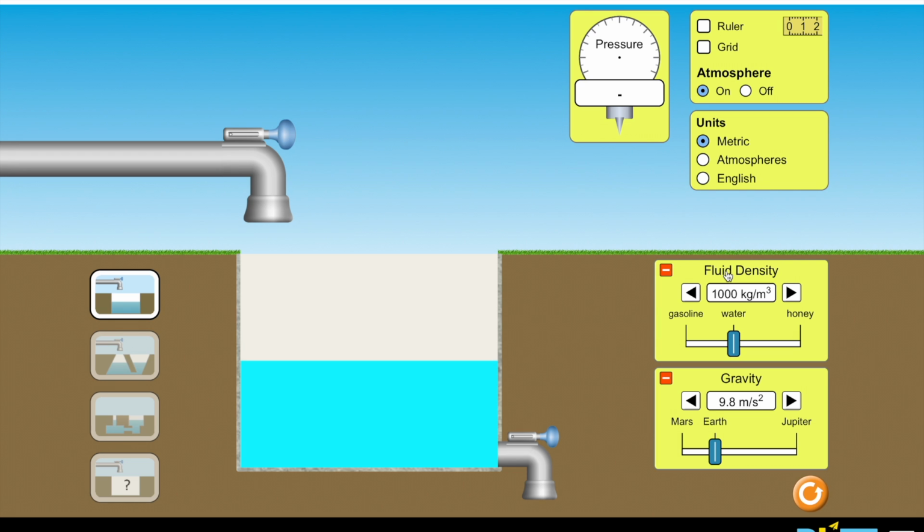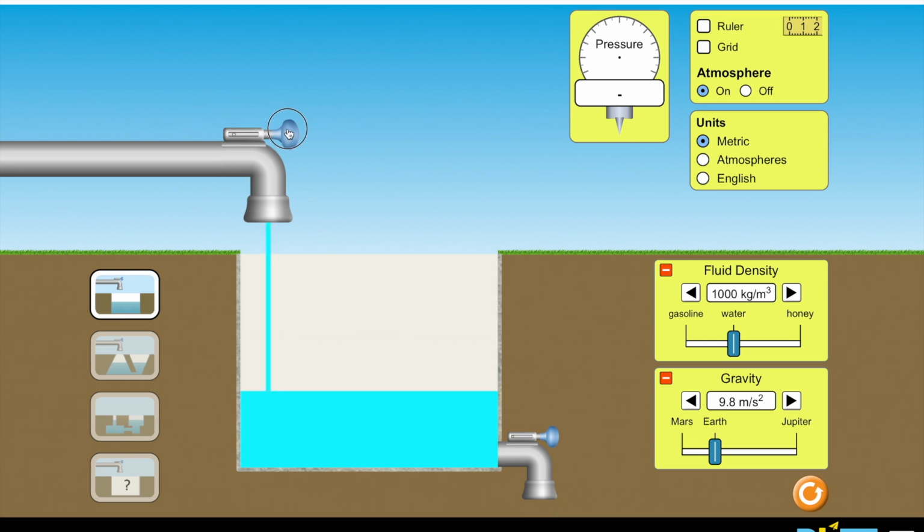We can change the density of the fluid, which in this case is water, 1,000 kilograms per meter cubed. And then you could change gravity. We're here on Earth, and we're going to stay here on Earth for a little bit, so we're going to leave gravity as 9.8 meters per second squared. That's the acceleration due to gravity. If I want to fill the tank all the way up, I can fill it up like that, and of course if I want to drain it, I can pull on that valve and it drains it.